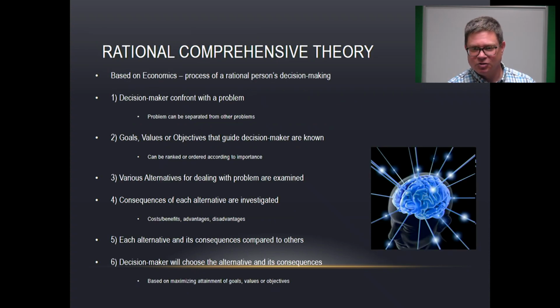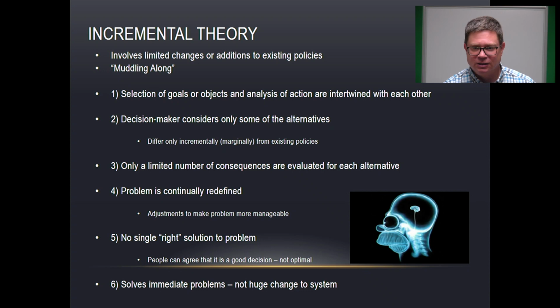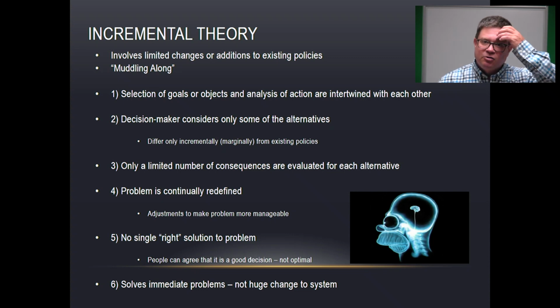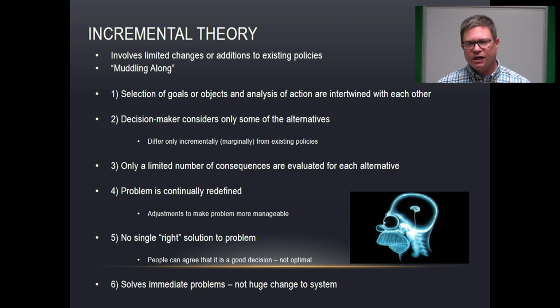So if you see the picture here of the brain with a lot of stimulation, and then you see a picture here of Homer Simpson's brain, you get the idea of how this is. Incremental theory really comes out of a guy named Charles Lindblom, who we have talked about at various times. Lindblom calls it the process of muddling through, right? And this is a much more realistic way, the way that we make decisions, as opposed to the rational comprehensive.